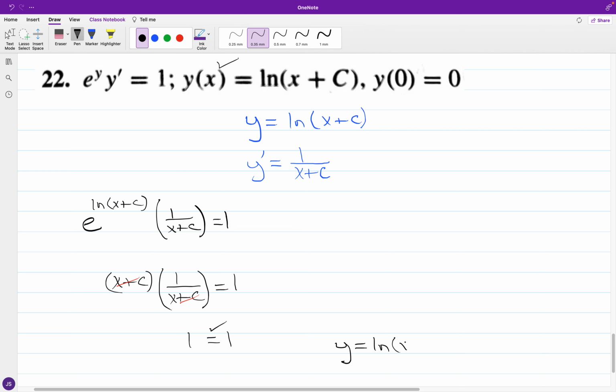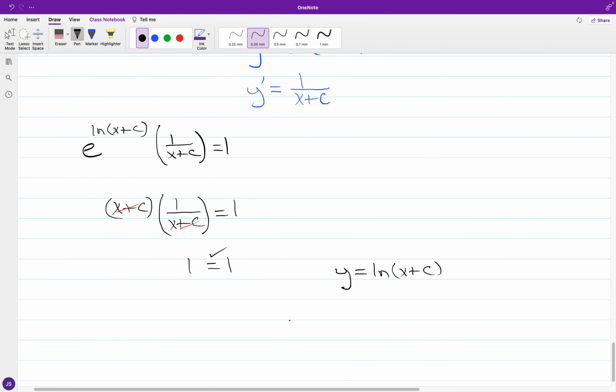Okay, so we have the general solution at y is equal to the natural logarithm of the quantity of x plus c. For y naught is equal to 0, y is at 0 whenever x is at 0. Guess what? We've got 0 plus c is just going to be c. So you have 0 is equal to the natural logarithm of c.